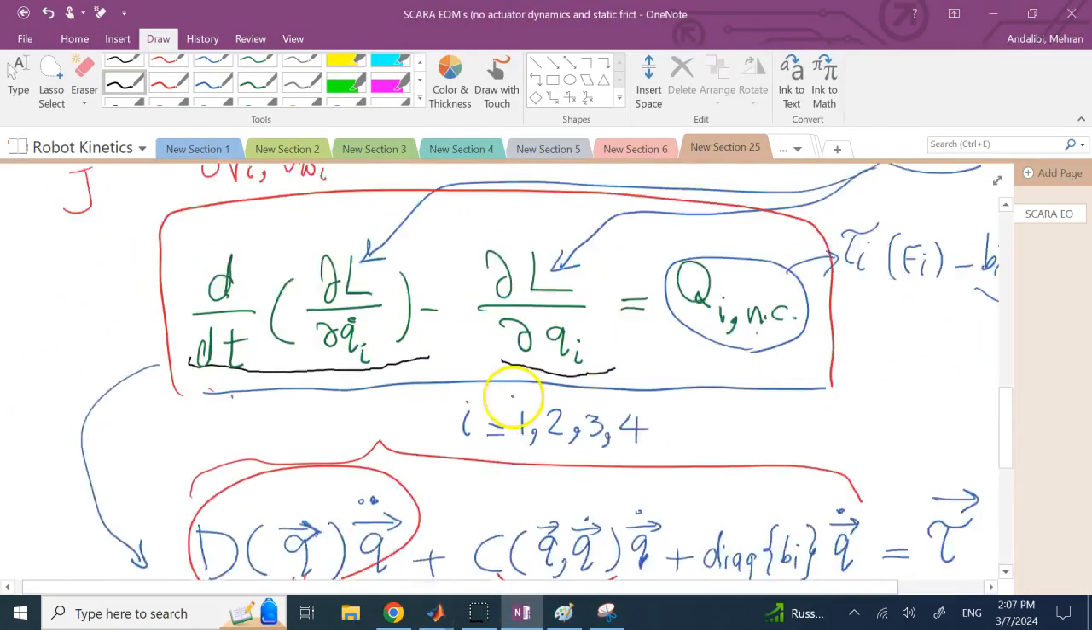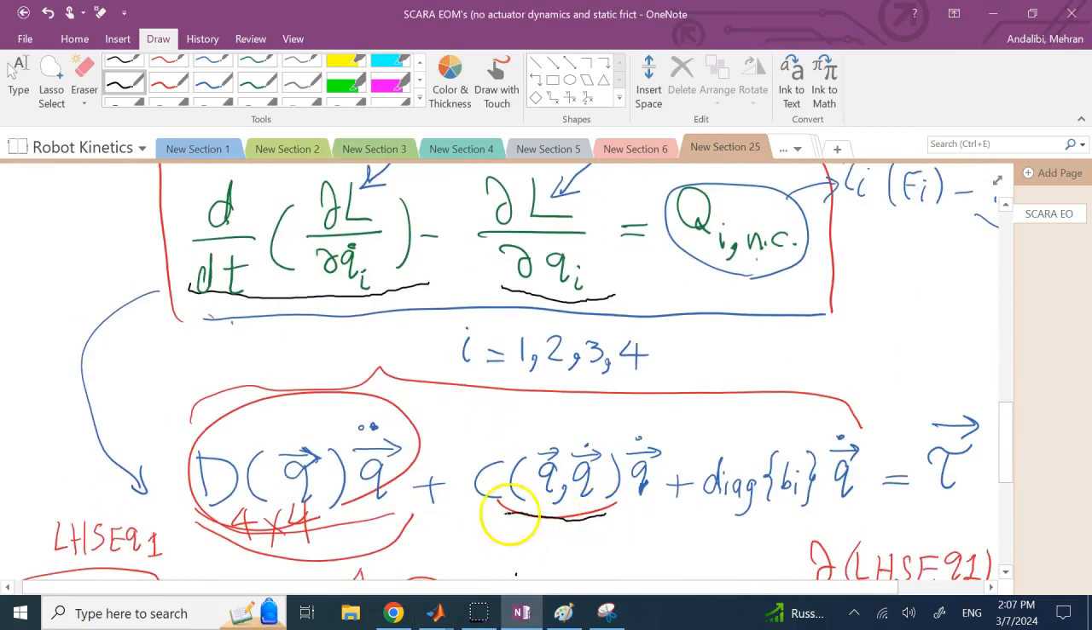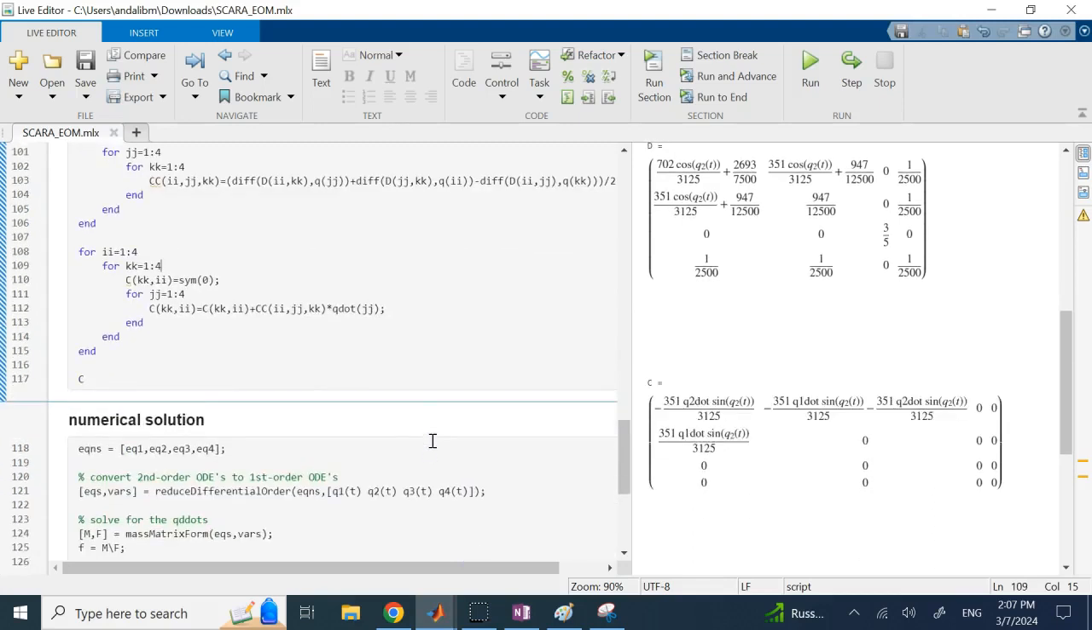Because the C matrix, as you know, is a function of what? It's a function of q and q dot. So these Cijk's are multiplied by some q dots. And I told you in my previous videos how to combine them into a matrix, right?